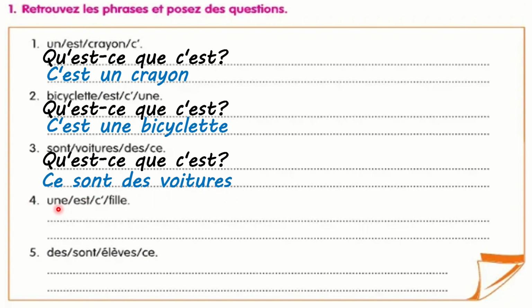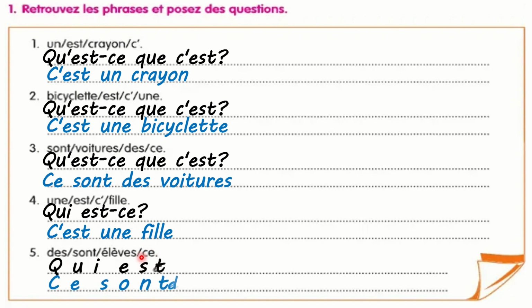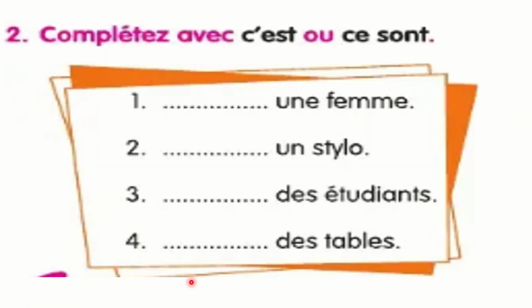Now, here we have une, a, c apostrophe, fille. So, the answer would be qui est? Who is this? C'est une fille. It's a girl. So, here we have part 5, which is des, son, élèves, ce, which is qui est? Ce sont des élèves. That means who are these? These are some students. Now here we are at question number 2, that is compléter avec c'est ou ce sont. That means complete using this is or these are.